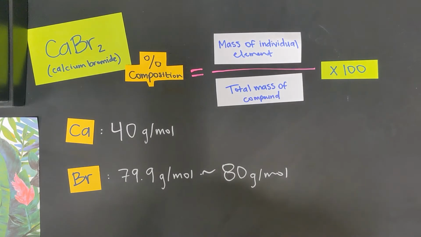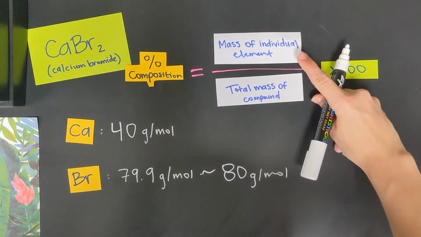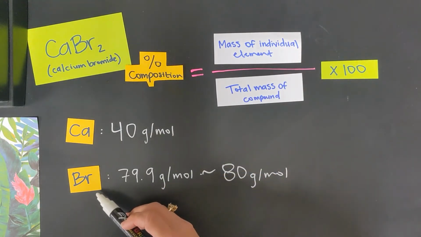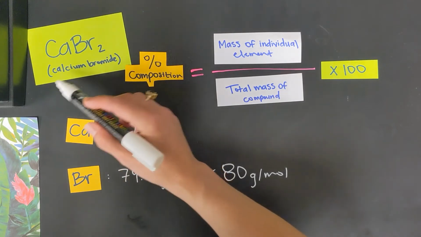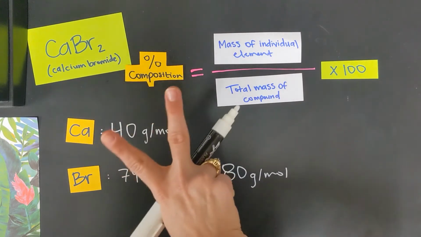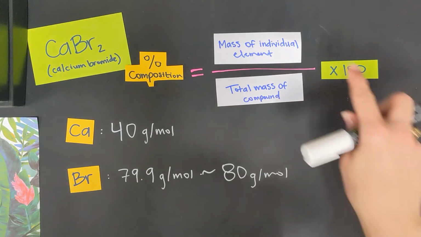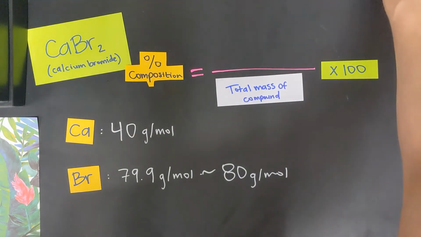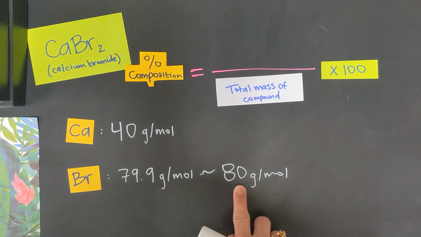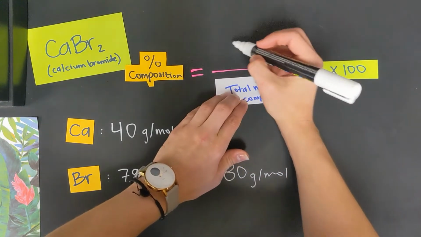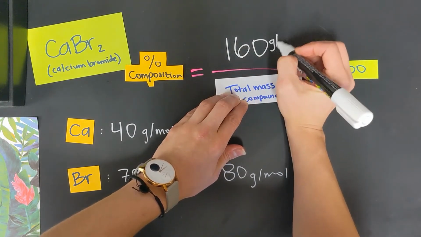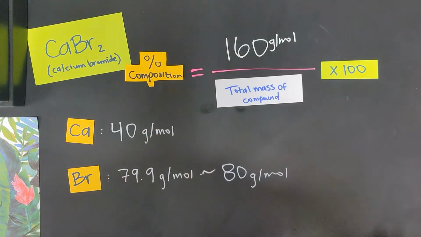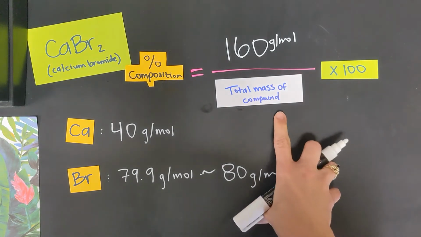So let's go ahead and find the percent composition of bromine in CaBr2. To find the percent composition of bromine, we're going to first write down the mass of the individual element. So the mass of only bromine, but take note, this is CaBr2. That means there are 2 bromines in this compound. So we're going to have to indicate that here. So that would be 80 times 2, which is 160 grams per mole.